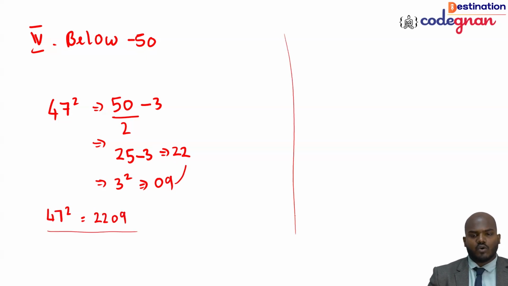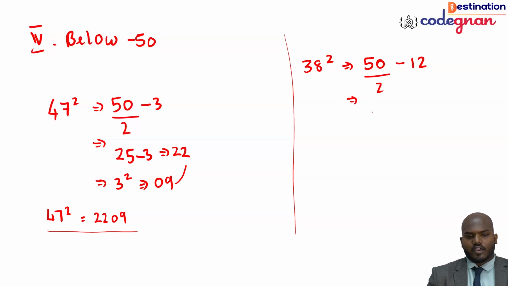The same, I'm just going for 38, which is also below 50. So I'm calling the value 38 square. We can call it 50 minus 12. Again, by 2 I'm keeping here. If I keep this, there is 25 I can get, so minus 12. It will give you the value 13.